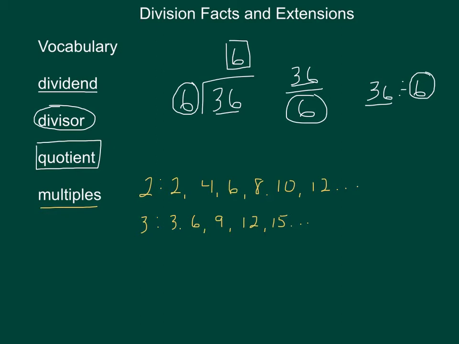Basically, any number you multiply by another number, the answer is going to be a multiple of that number. So if we want to know 6 times 8 equals 48, 48 is a multiple of 8 and it's also a multiple of 6. If you count like this for 6 and 8, you'd eventually get to 48.